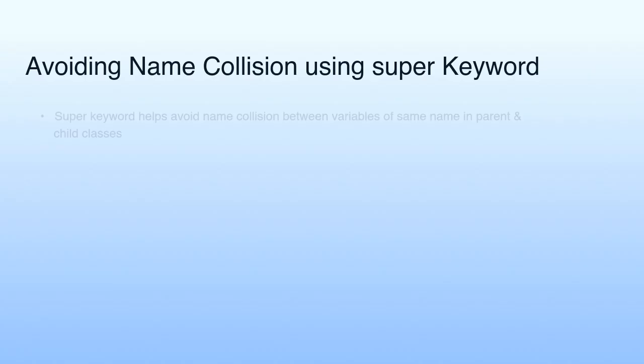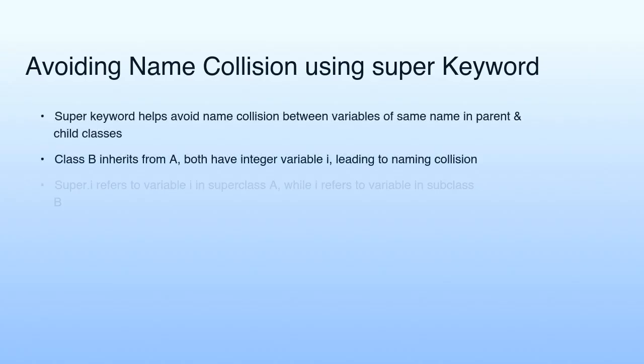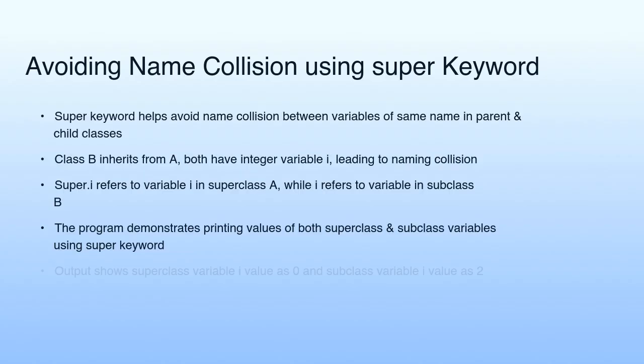The super keyword helps avoid name collisions between variables of the same name in parent and child classes. Class B inherits from A, and both have an integer variable i, leading to a naming collision. super.i refers to the variable i in the superclass A, while i refers to the variable in the subclass B. The program demonstrates printing the values of both the superclass and subclass variables using the super keyword.